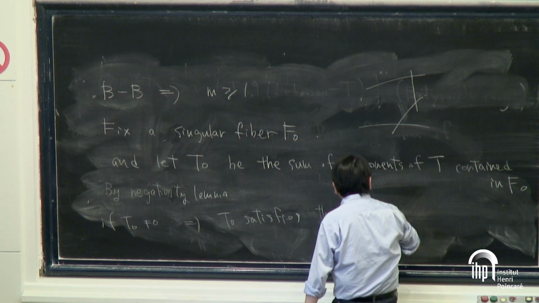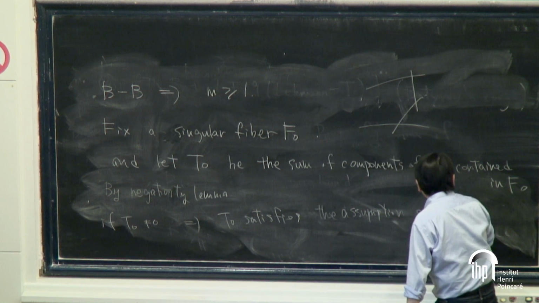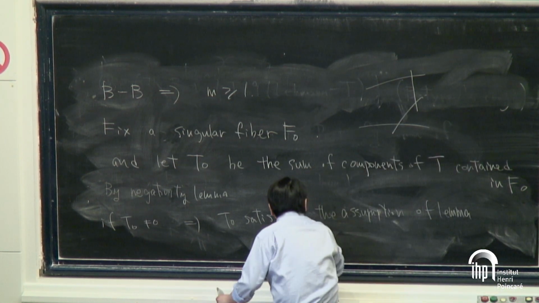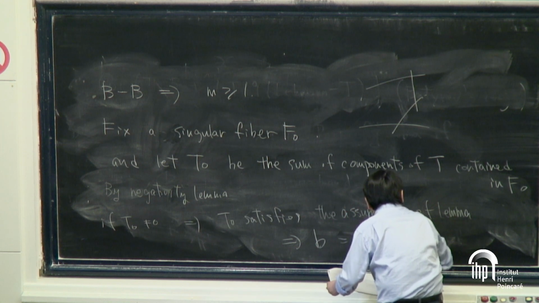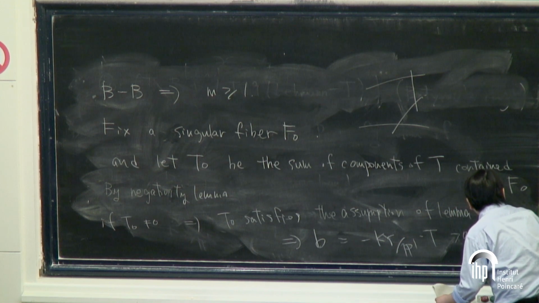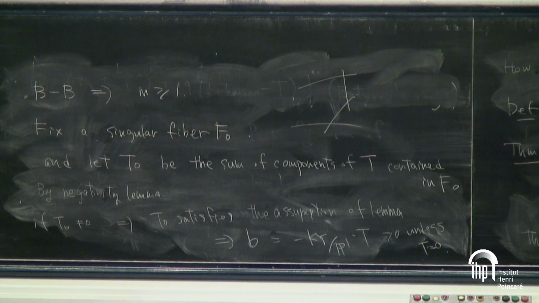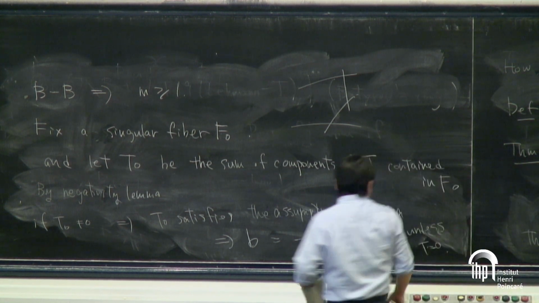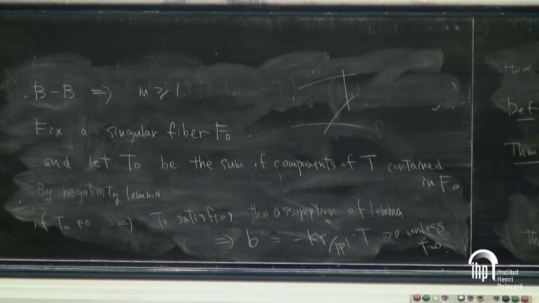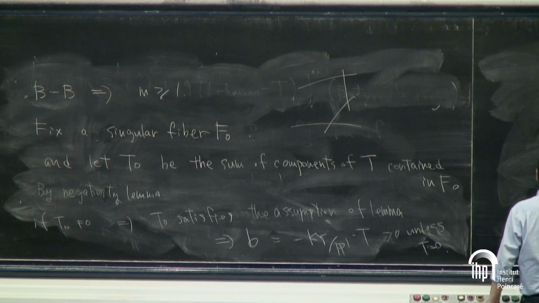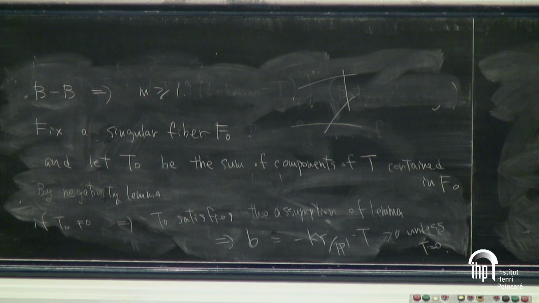The assumption of the lemma. And then this implies that B, equal to minus K_Y dot p1 dot T, must be positive unless T equals 0. Okay? So we can prove it like this. And then, our assumption, so Theorem C is gone.